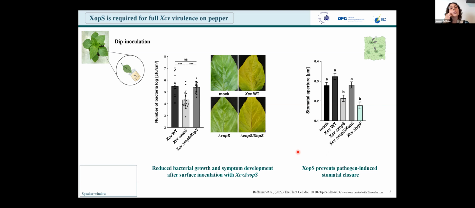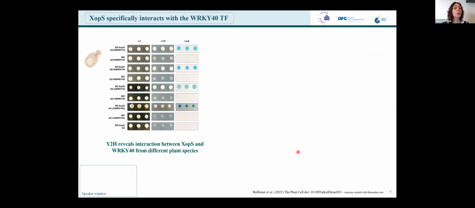So at this point, of course, we also wanted to identify the underlying mechanisms of this XOP-S virulence function. That's why we tried to identify potential host targets of this protein. By using a yeast two-hybrid screen, we were able to identify a WRKY40 transcription factor as an interaction partner of XOP-S. And this specific interaction with XOP-S was also confirmed for different WRKY40 proteins from different plant species, such as Nicotiana tabacum and benthamiana, but also for Arabidopsis and the pepper WRKY40A transcription factor.